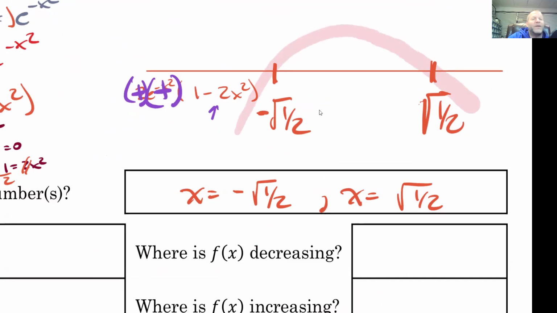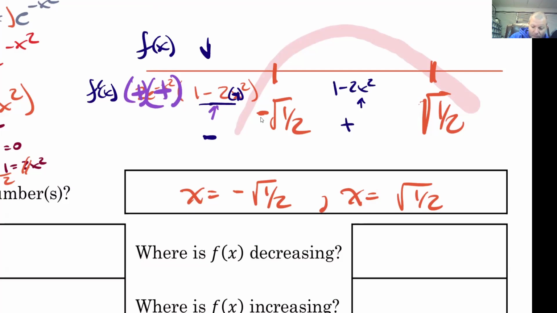All right, so square root of a half is about 0.707. So the negative version of that is going to be negative 0.707. If I plug in a number like, say, negative 1, I'm going to get negative 1 squared, so that's going to be 1 minus 2, negative. So our function is decreasing. This is f prime down here. If I plug in something between these two, like say 0, the only thing I care about is 1 minus 2x squared. If I throw in a 0, I'm just going to get 1 minus 0, positive. So our function is increasing.